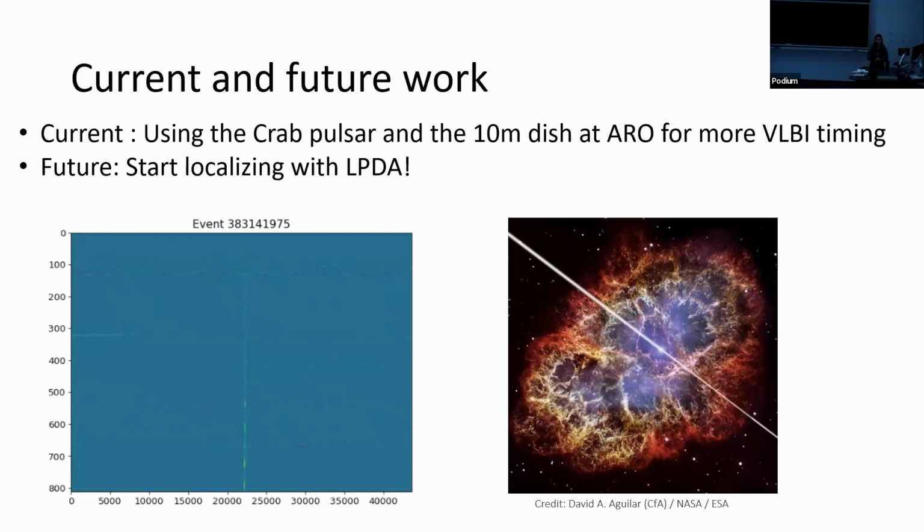That's all. Thank you. You mentioned earlier that FRBs can repeat. So how do you differentiate between an FRB that repeats and a pulsar?